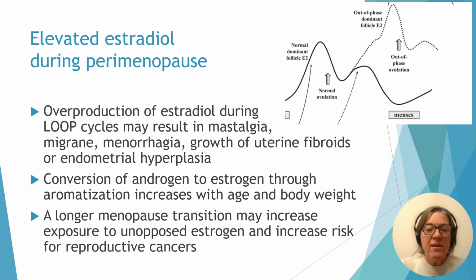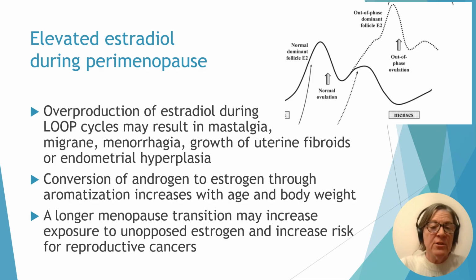So because of these cycles, you can actually get elevated estrogen during the perimenopause period. And this can result in estrogen-dominant symptoms. So you may get breast tenderness, migraine, heavy periods, growth of fibroids, endometrial hyperplasia.